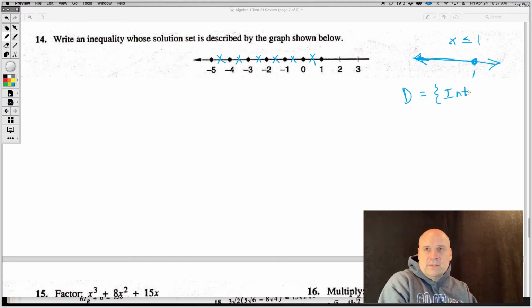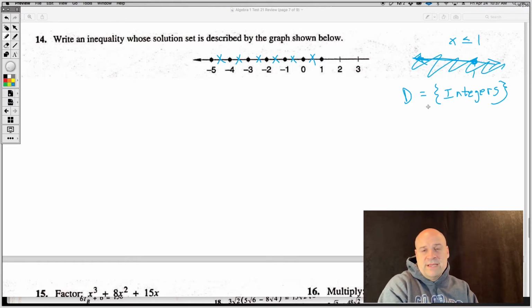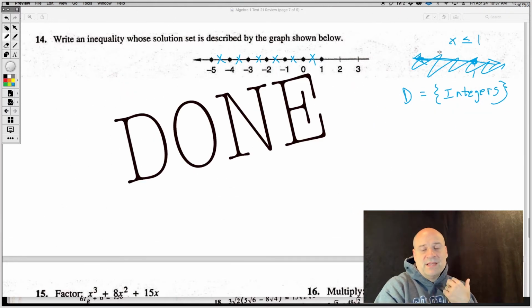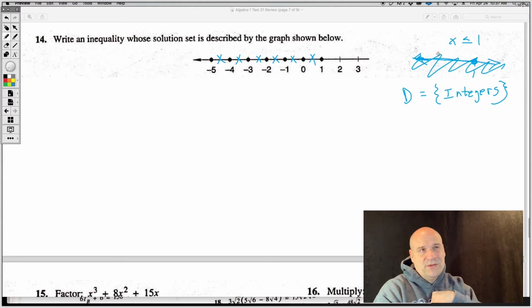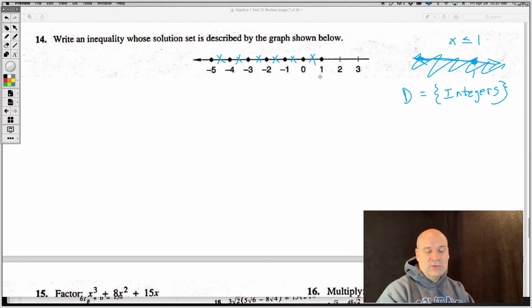All right. So this is our final answer. So we're gonna just kind of get rid of that. So x is less than or equal to 1 and our domain is integers. If you said x is less than or equal to 1, you're right, but you need to be more specific because 1/2 is less than or equal to 1, but see how it's not shaded, it's not dotted, okay? So you have to specify a domain. The domain is just integers.